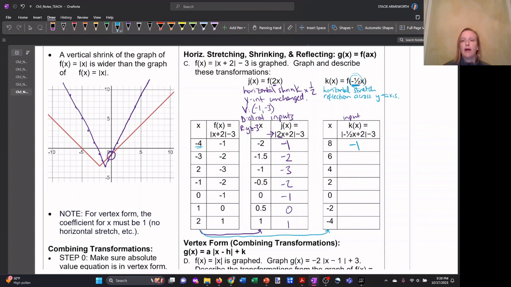The next x input value I chose is 6, because when I multiply 6 times -1/2, it takes me to -3. -3 plus 2 is -1. Take the absolute value as 1. Subtract 3 is -2. So each of my output values for k of x correspond to my original f of x output values.